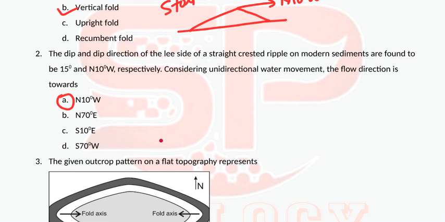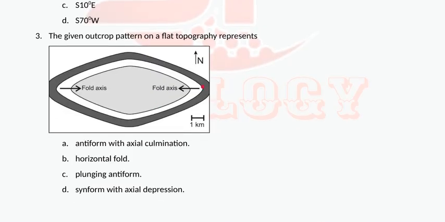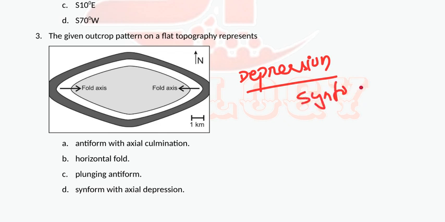The given outcrop pattern of a flat topography represents what? So here the fold axes plunge towards each other. So in that condition it will be a depression. It will be a depression, and the outcrop plunges opposite to the plunging direction. So it will be a synform. So it will be a synform with axial depression.